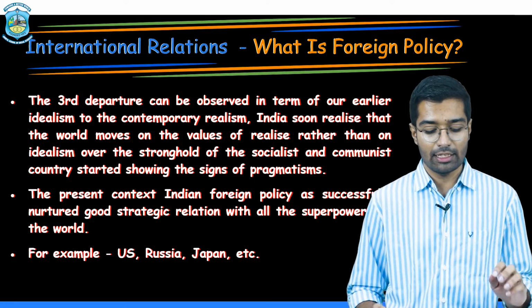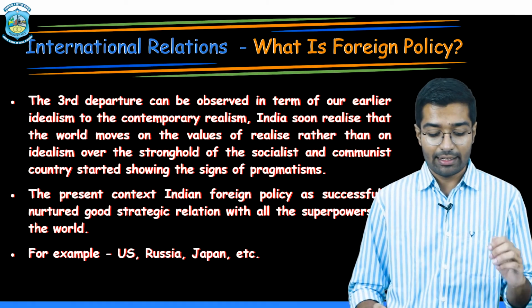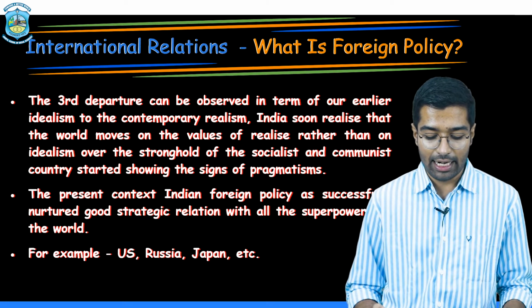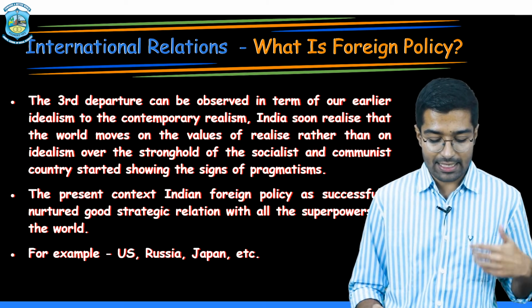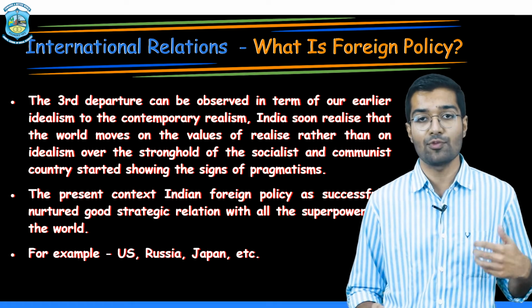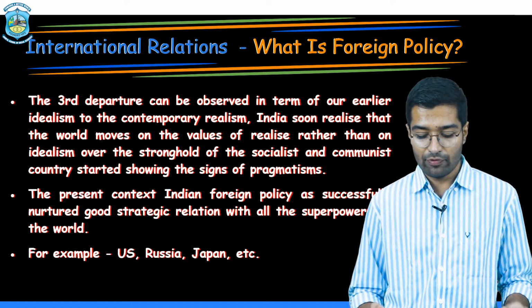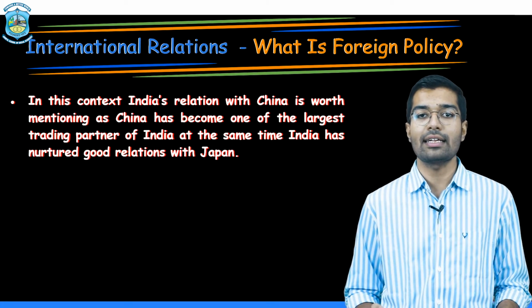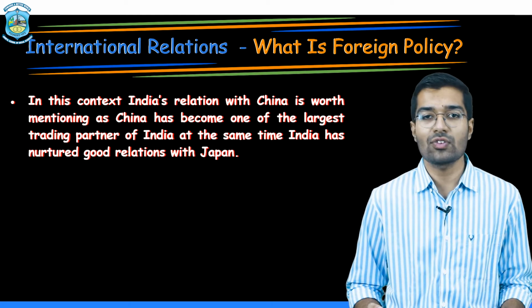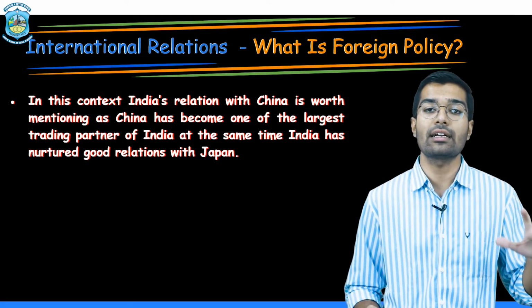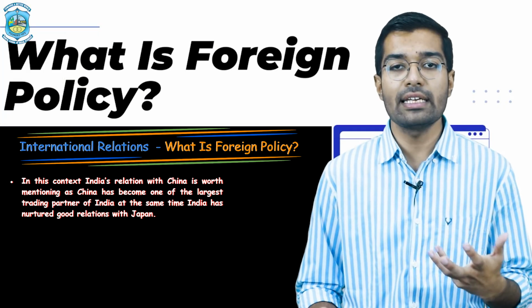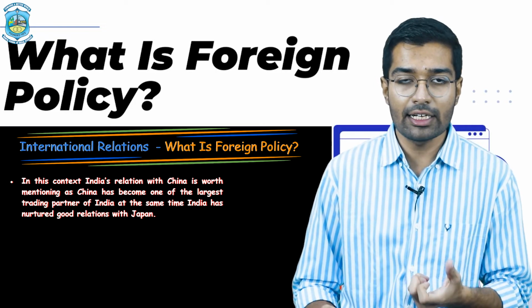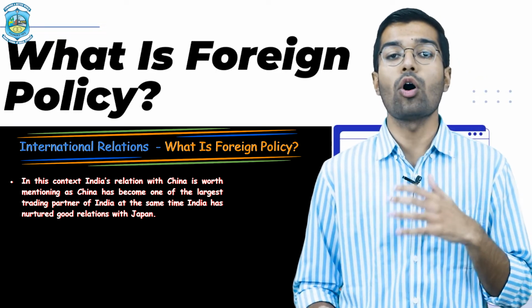India soon realized that the world moves on the value of realism rather than on idealism. Over time, the strongholds of socialist and communist countries started showing signs of pragmatism. In the present context, Indian foreign policy has successfully nurtured good strategic relations with all the superpowers of the world, for example the US, Russia, Japan, etc. The same thing that I have explained, that India is trying to maintain good relations with all the countries in the world, and we are maintaining good relations on the basis of national interest, because it suits India's interest to maintain good relations with all the countries.